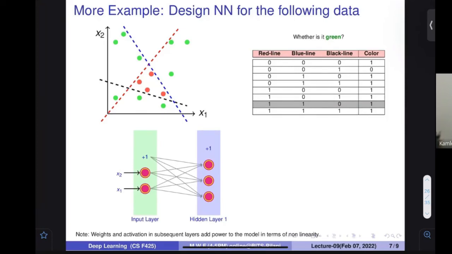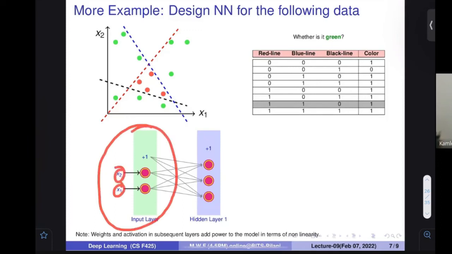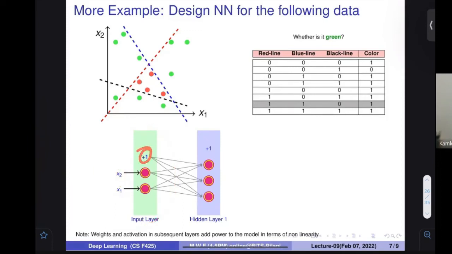Initially this is the input layer where I say that x1 and x2 are inputs, and this is my bias. And bias is nothing more. I have already told you, don't get confused with the bias term. Bias is just a fancy way to say that there is a weight where the input is 1. In the hidden layer, 3 lines are there. For every line I am going to create a perceptron. So this perceptron is about maybe the red line, this is about the blue line, this is about the black line.